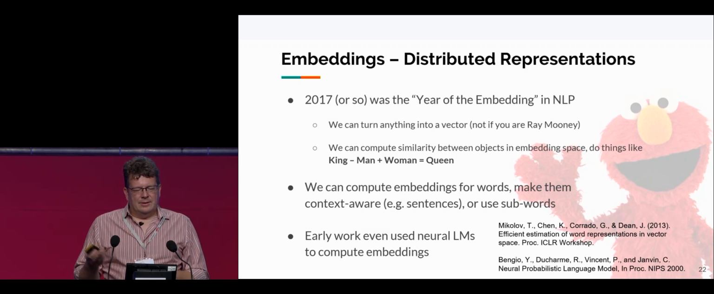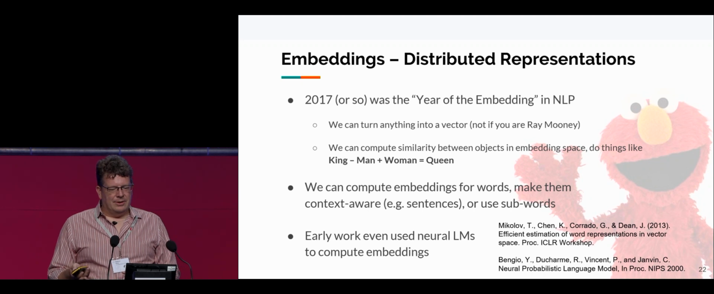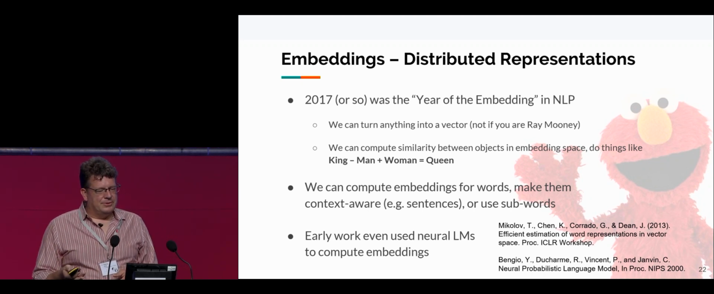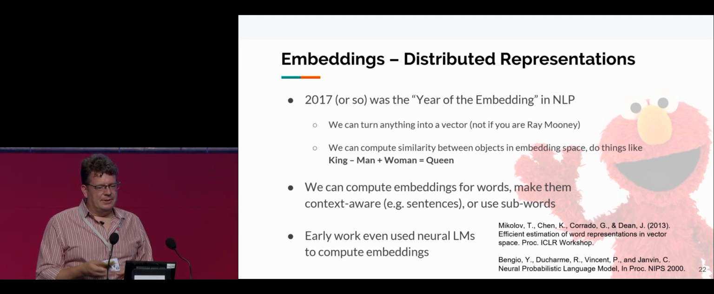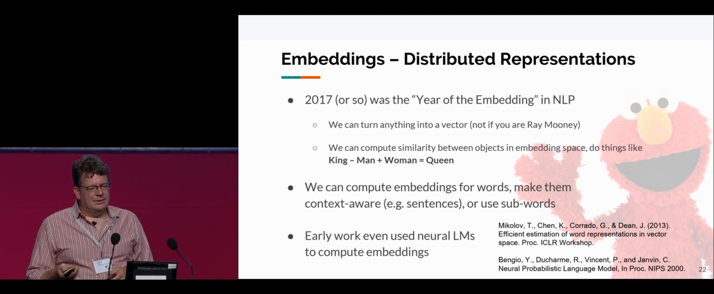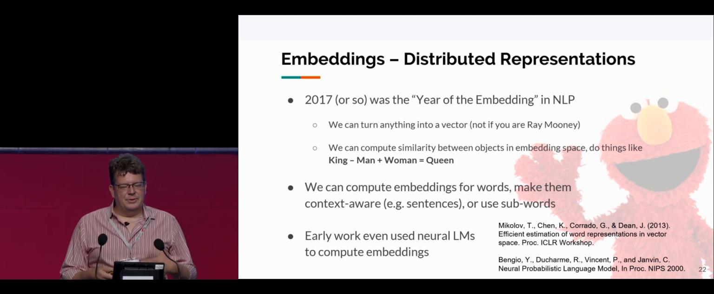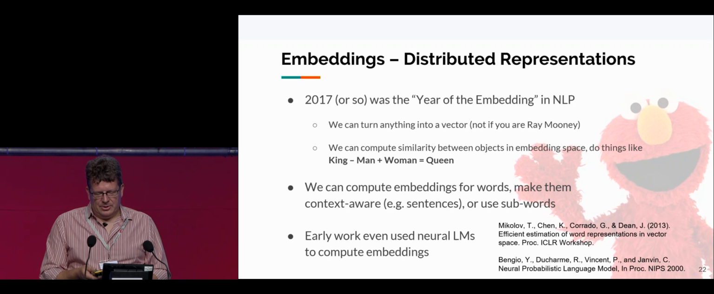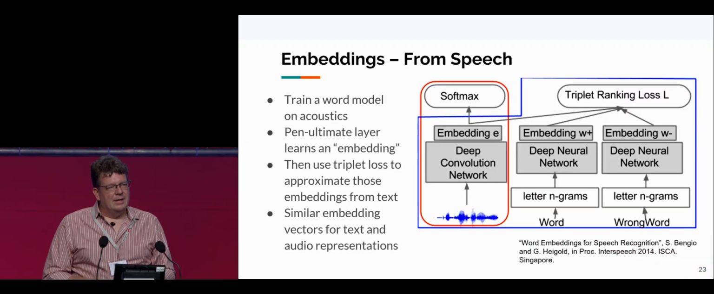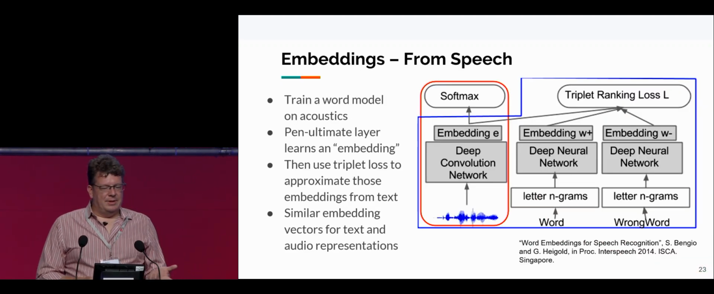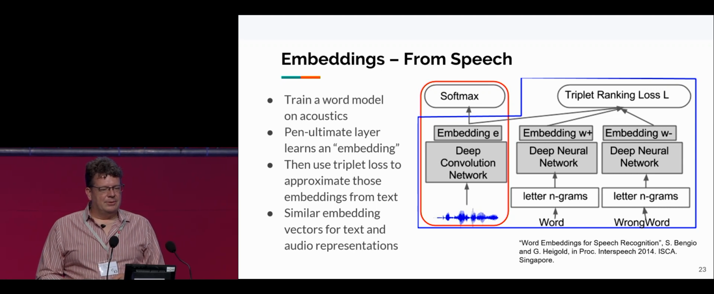Early work by Bengio and colleagues used neural network language models to compute embeddings for words. And in 2013, that work really took off, and Mikolov and colleagues came up with an efficient way of computing word representations in vector space. Can we do the same thing for speech? And it turns out we can.